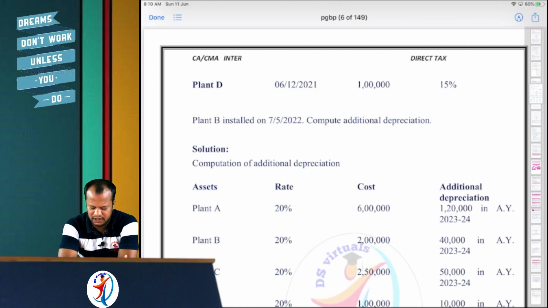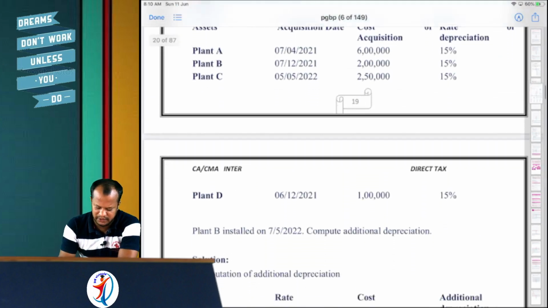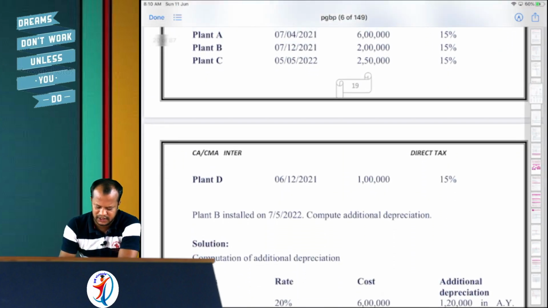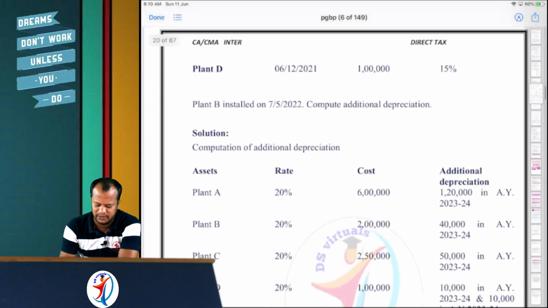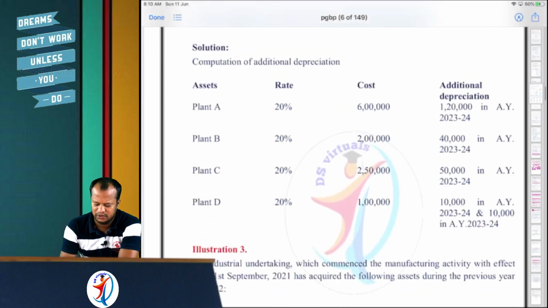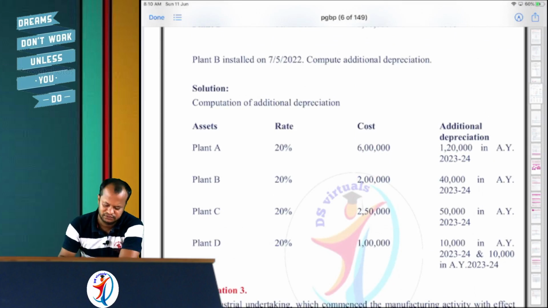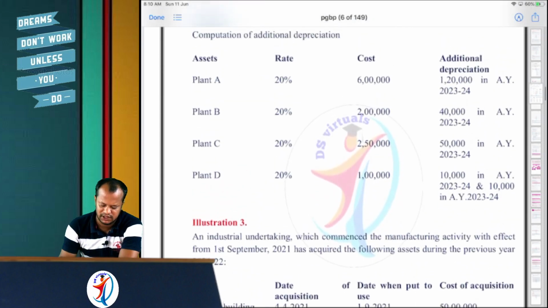Plant B installed on 7th May 2022. Can you tell me on which date plant B was acquired? The plant B was acquired on 7th December 2021, but it is installed on 7th May 2022. Compute additional depreciation. You can check the answer also.